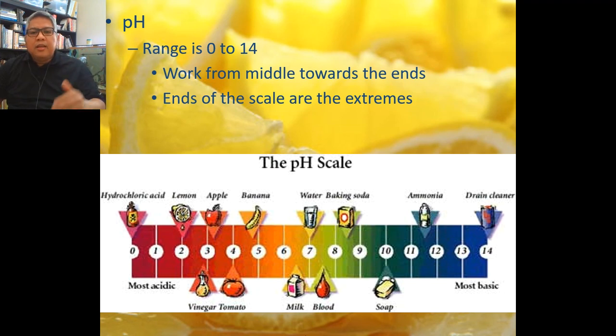What is a basic substance? Below 7 will be acidic substances. So you will see here, I think this is hydrochloric acid. You have lemon, apple, bananas, vinegar, tomatoes, and those things are considered acidic substances. Now, baking soda, soap, ammonia, drain cleaner. If you have heartburn, you will take in Tums. Those are considered basic substances.